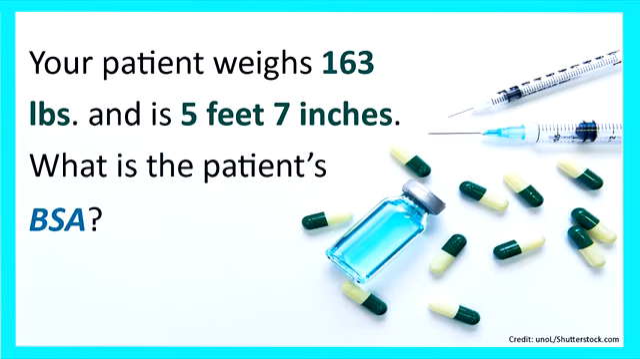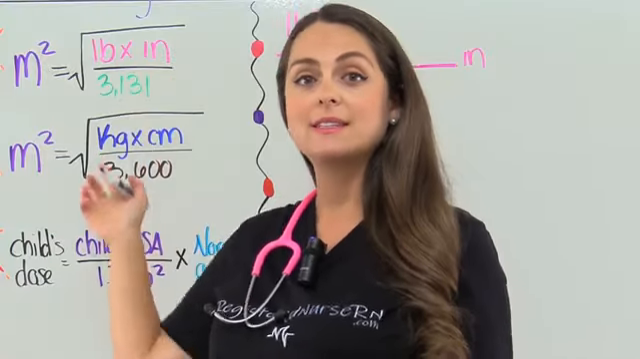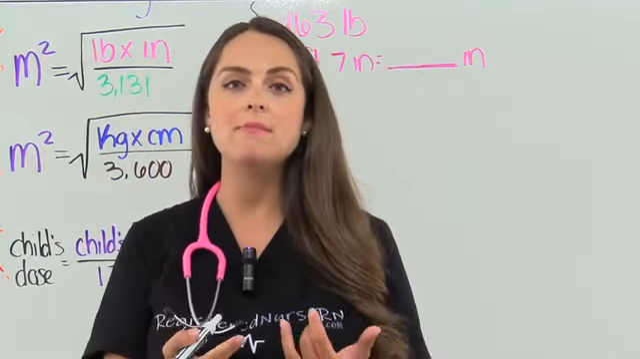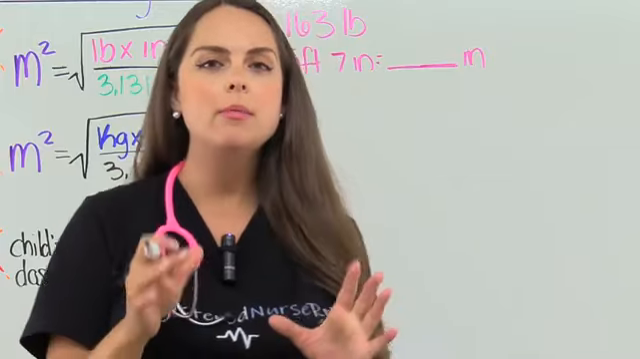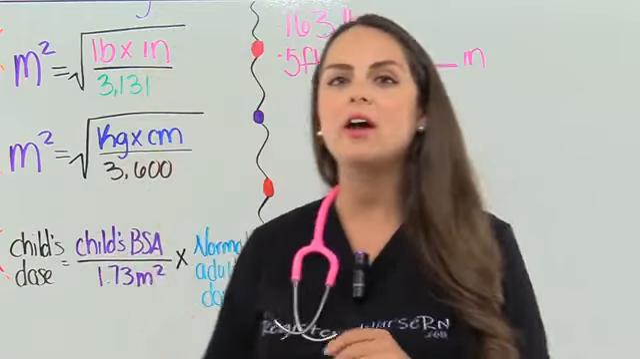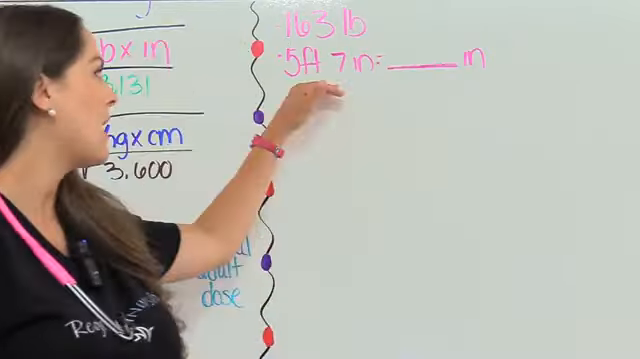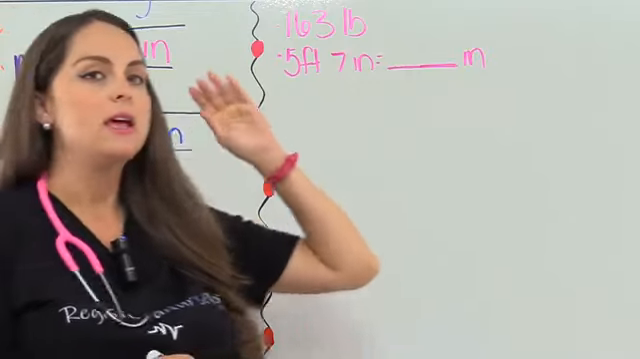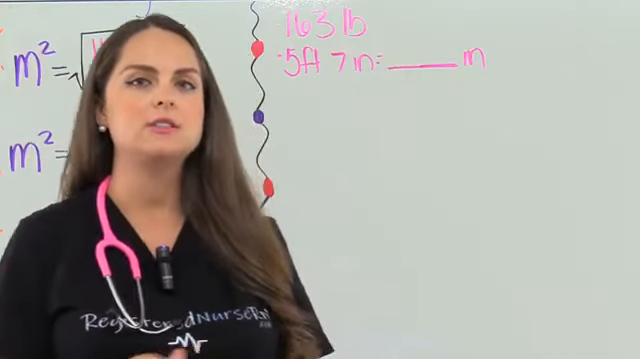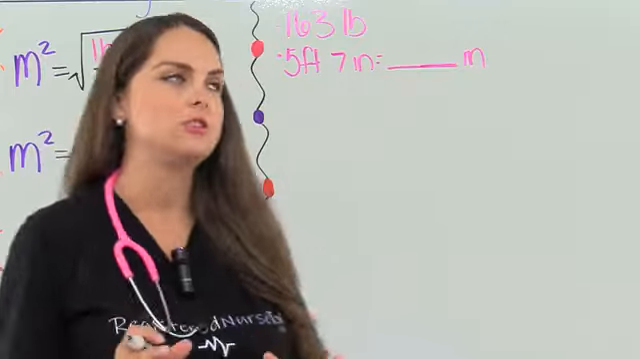Well, they gave us the patient's weight in pounds and the height in inches. So we're going to use the household system formula, which is this formula, because the scenario gave us the patient's weight in pounds and their height in inches. But before we can actually use this scenario, we need to deal with this height, because they tell us the patient's height is 5 feet 7 inches. So we need all of that in inches.